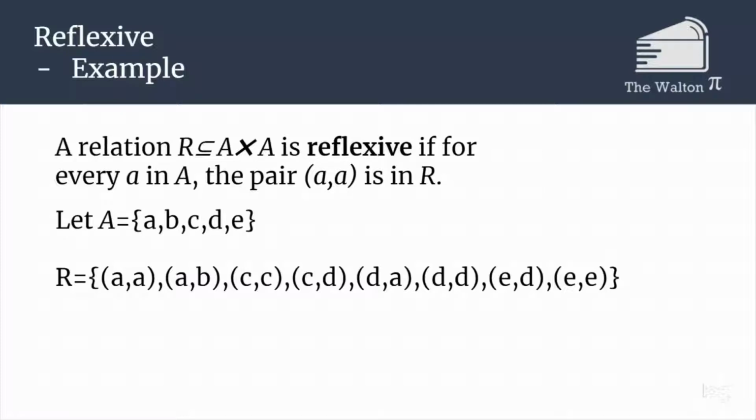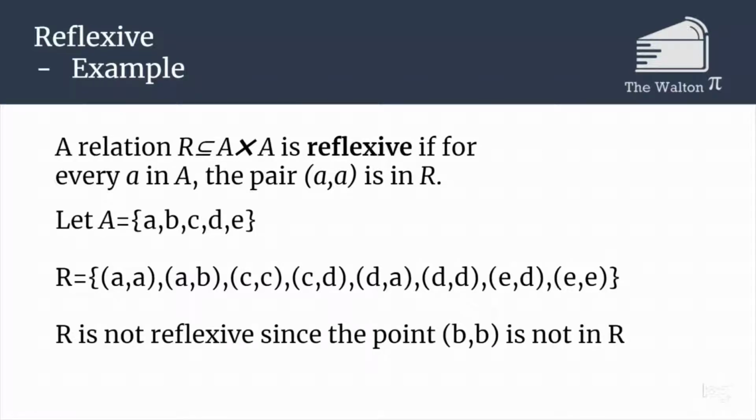Hopefully you were able to spot that the pair B comma B is not in this set. So this is not reflexive. Even though there are other pairs like A comma A and C comma C, because we don't have every possible pair of A comma A or B comma B, this is not reflexive. We need every single possible pair of element comma element to be in the set in order for it to be reflexive.